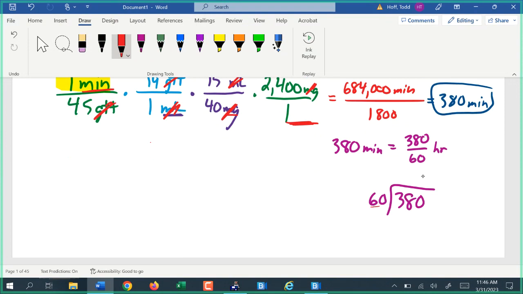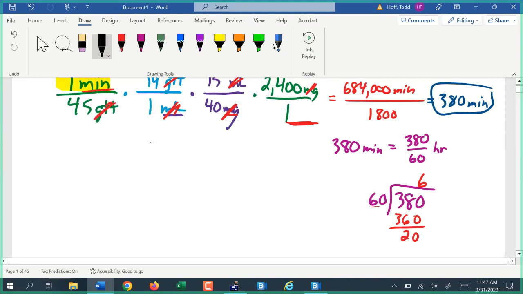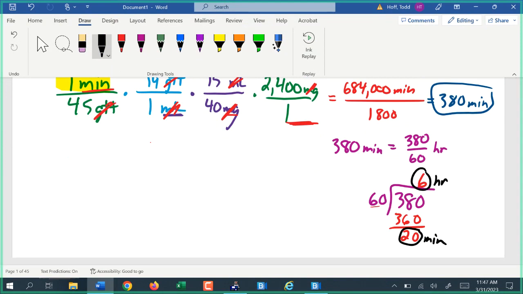So 60 goes into 380 6 times. 6 times 60 is 360. We subtract, there's 20 left over. So as I was mentioning, this is meaningful to us. The 6 here is whole hours. The remainder down here is the minutes left over. So that is saying that this takes 6 hours and 20 minutes. So 380 minutes or 6 hours and 20 minutes is the time required to infuse.